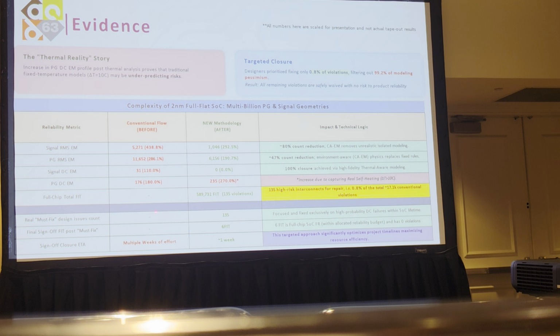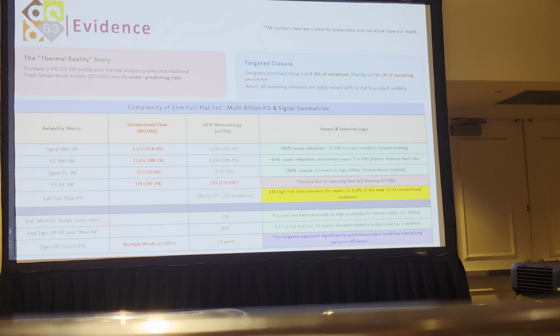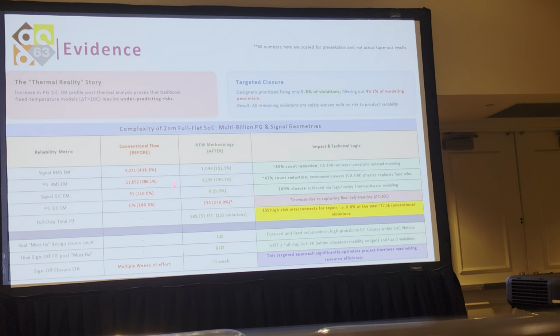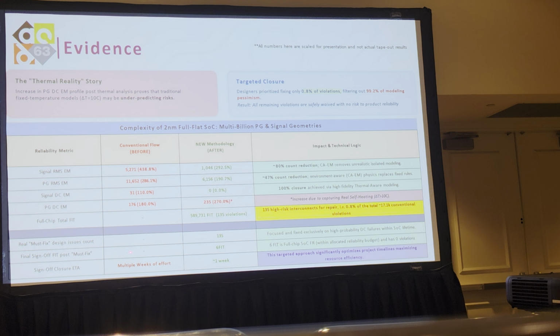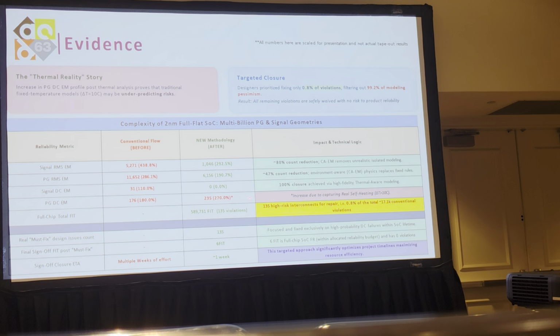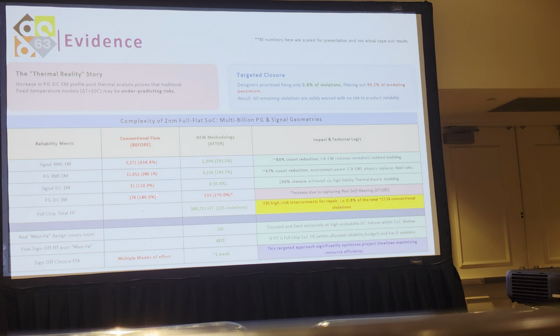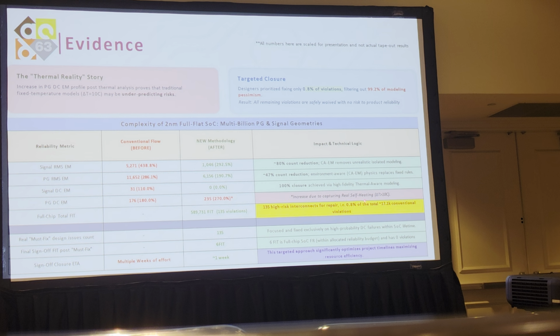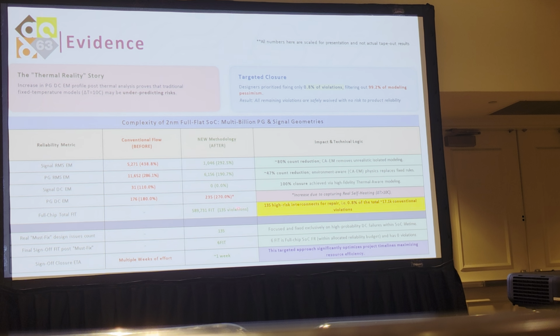And if you have to fix all these violations, it takes multiple weeks of effort where designers have to fix it, and we have to rerun EM analysis and see if it got fixed or not. So it's a huge amount of resources and time. If we add all these violations, it amounts to 17,100 violations. And instead of that, we'll be having only 135 violations.